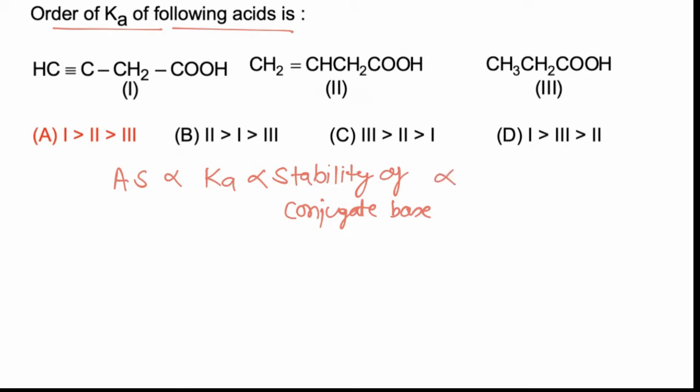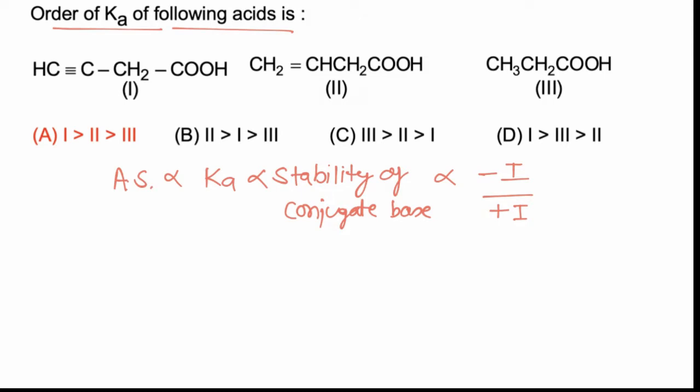Now, the conjugate base is an anion, and a negative ion is stabilized by electron withdrawing minus I effect and destabilized by plus I effect. So, minus I effect will increase acidic strength.